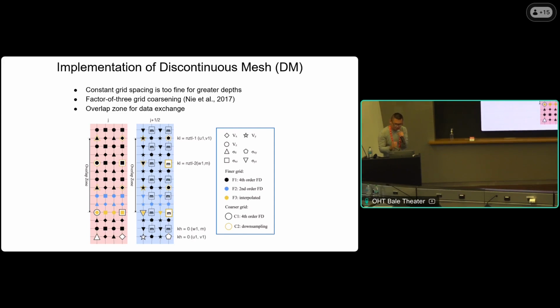So if we still use the same grid spacing all the way from top to bottom of our model, the same small grid spacing is going to give us absolutely no benefits. It's only going to occupy an excessive amount of GPU memory. So we decided to implement a factor of 3 grid coarsening strategy. And we're not only downsampling the wave field, we're also downsampling the description of the underground seismic structures.